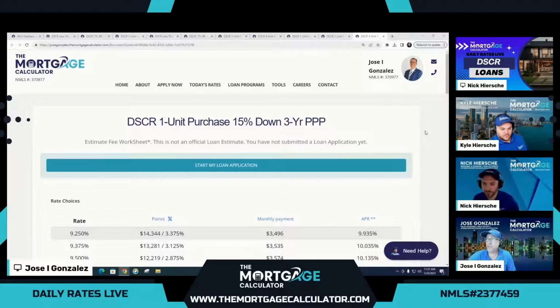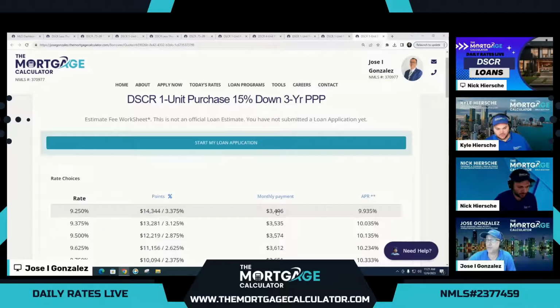So our first example here is our DSCR unicorn, like I like to call it, our 1-unit purchase with only 15% down. Now, this is available only for 1-unit properties. This is not an option for 2 to 4-unit properties. And believe it or not, the best pricing is available with the 3-year prepayment option, because when we add the 5-year prepayment option, this favorable price conduit is eliminated, which actually has better pricing than the 5-year option.